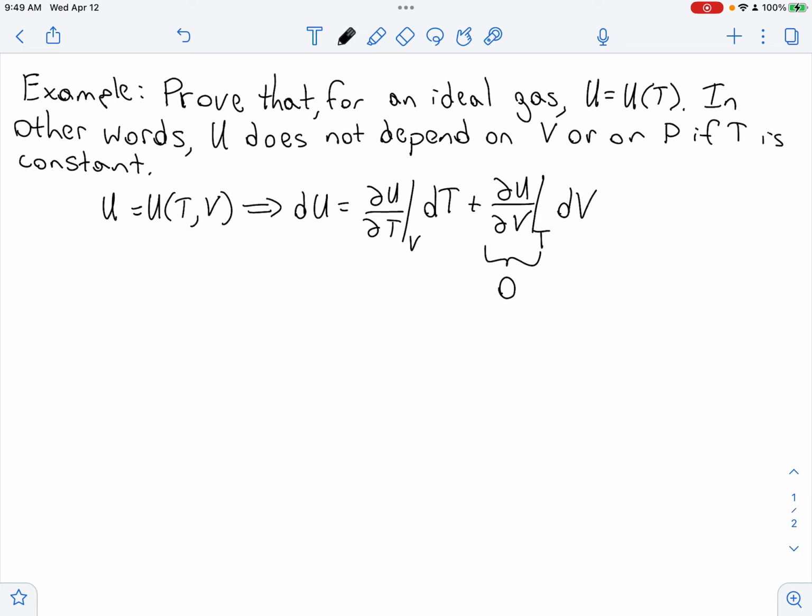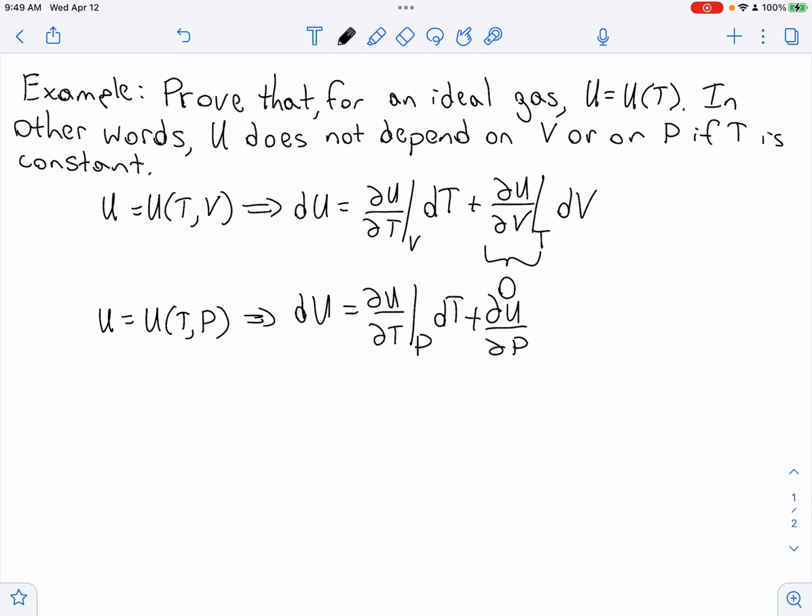Likewise, if we want to express u as a function of T and P, then a similar analysis applies. dU is (dU/dT) at constant P dT plus (dU/dP) at constant T dP, and this would be 0. So we want to prove these things.